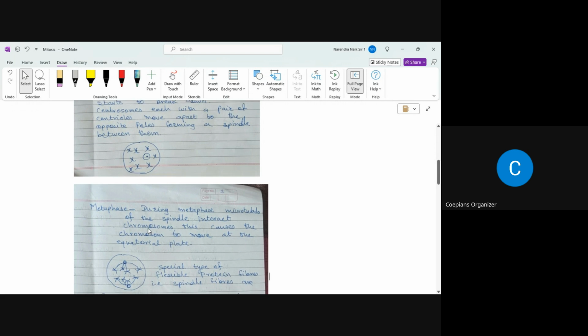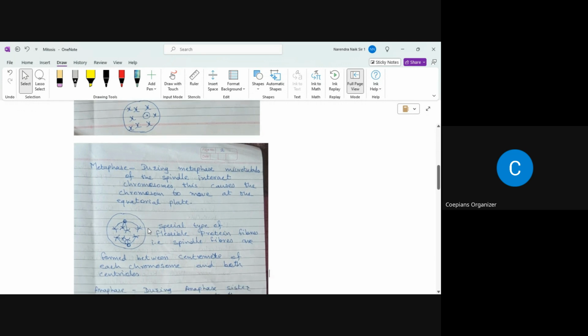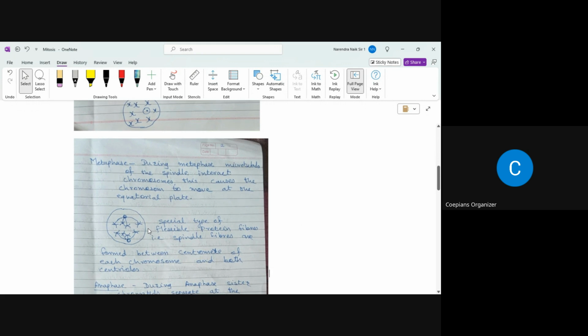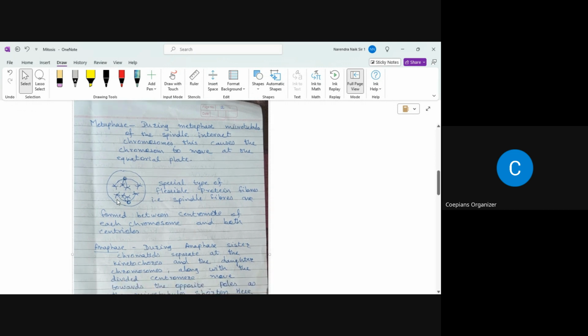Now, during metaphase, microtubules of the spindle interact with chromosomes, and this causes chromosomes to move to the equatorial plate. They are moving to the center of the cell. This is the equatorial plate. Now, a special type of flexible protein fibers, that is spindle fibers, are formed. These long thread-like structures you can see form between the centromere of each chromosome and both centrioles.